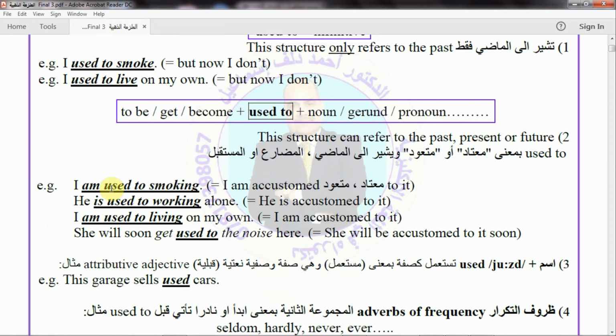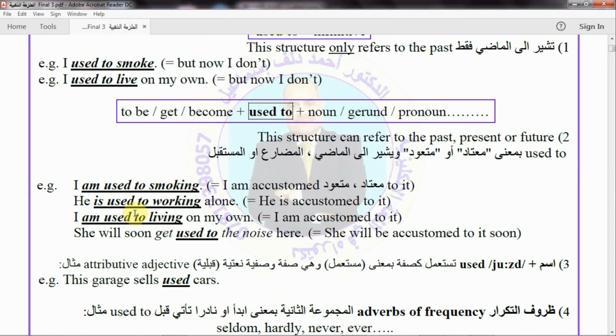شوف هنا used سبقتها بأحد أفعال كينونة am، اجى بعدها الجرند فعل ing smoking. طيب يقول أستاذ مو مسبوقة بتو؟ نعم، مو هاي التركيبة هيش تتركب. فمعناها I'm accustomed to it، يعني أنا معتاد ومتعود على التدخين سابقا والآن وبالمستقبل.